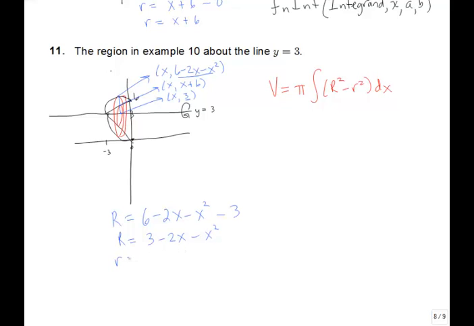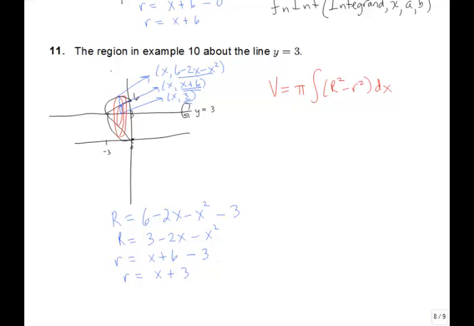Now let's find our little radius r. So that's from the line down to that center point. So that's going to be this y value minus this y value. So that's going to be the line, which is x plus 6, minus the horizontal axis of revolution, which has a y value of 3 as well. So our inner radius is going to simplify to x plus 3.